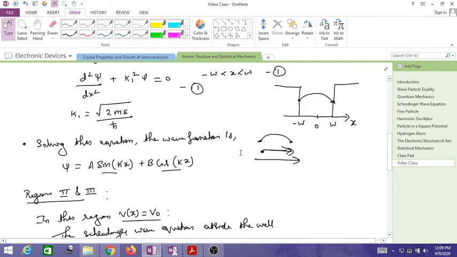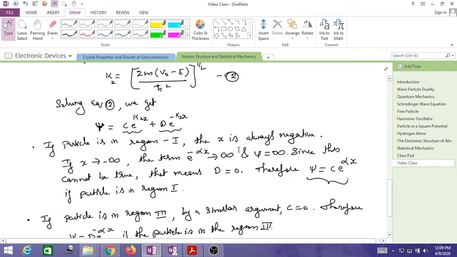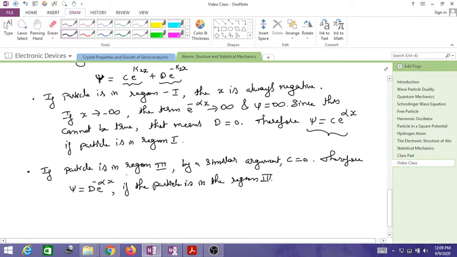When x reaches plus infinity and you substitute into this equation, c into e power k x, then e power infinity again approaches infinity. So again the wave function cannot be infinite, it has to be finite. So in this case we make c equal to 0, and we get only the wave function psi is equal to d into e power minus alpha x.